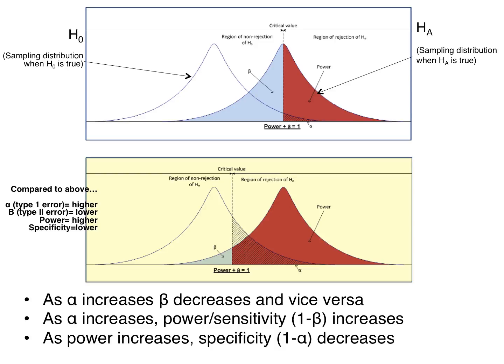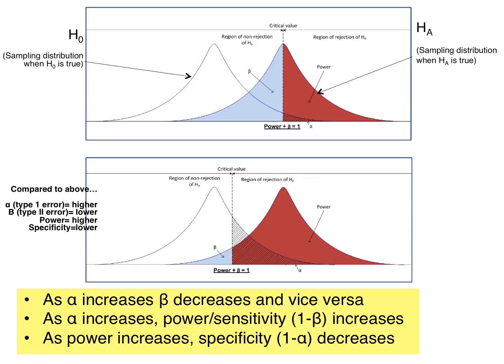So the take-home message from all of this is that increasing our alpha, or the likelihood of a type 1 error, is associated with a decrease in the probability of a type 2 error, and vice versa. So that's the trade-off when conducting a study, determining your likelihood of incorrectly stating that there is a difference versus incorrectly stating that there is no difference.